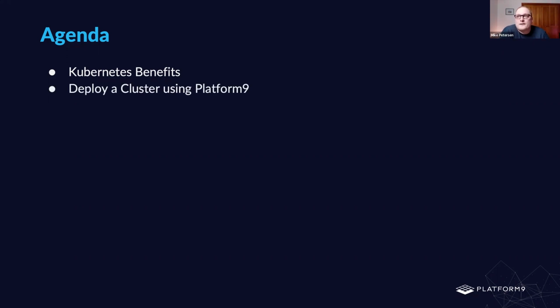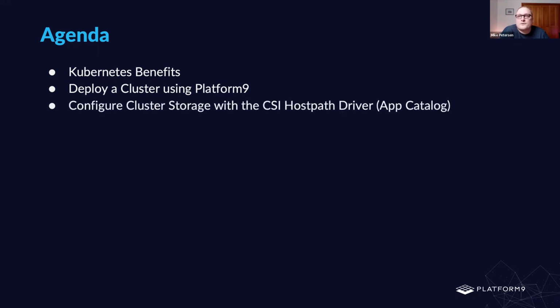So we're going to deploy a cluster using Platform 9. We're going to configure cluster storage with the CSI Hostpath driver. This is just showing off how the app catalog works. You're not necessarily going to use Hostpath in production; you may use something like Rook and Ceph, but this will at least get you familiar with the app catalog. You can actually deploy Rook and Ceph with the app catalog too. It just takes a little more configuration on the nodes beforehand.